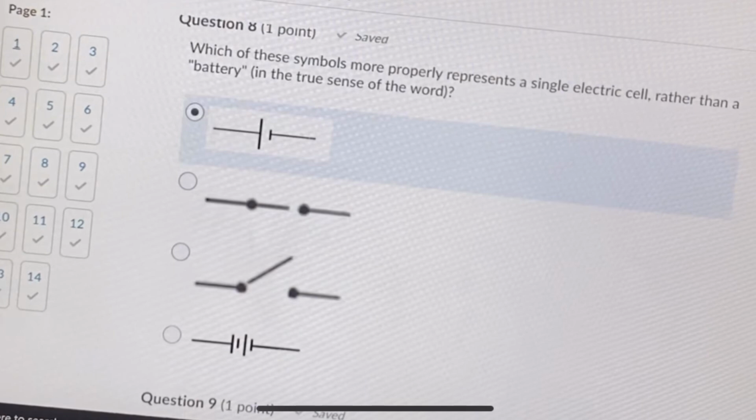Number eight, which of these symbols more properly represents a single electric cell rather than a battery in the true sense of the word? We can just automatically eliminate B and C because those are switches, and option D would be wrong because that's an actual battery because it has more lines in the middle of it. But you see how in number one there's only one right here and one right here, so that represents your actual single electric cell rather than an actual battery that has more of those things in the middle.